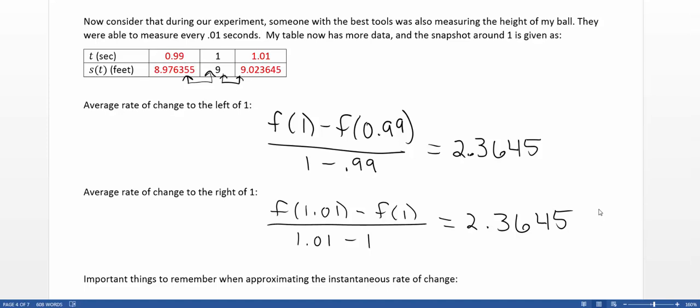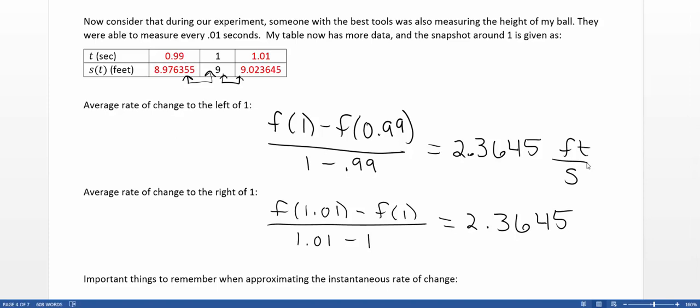So what's happened here is we got so close to 1 that we don't even have to make a best guess anymore, because the average rate of change on the left became the same as the average rate of change on the right, which means that that is the exact instantaneous rate of change. So my instantaneous rate of change here is 2.3645 feet per second.